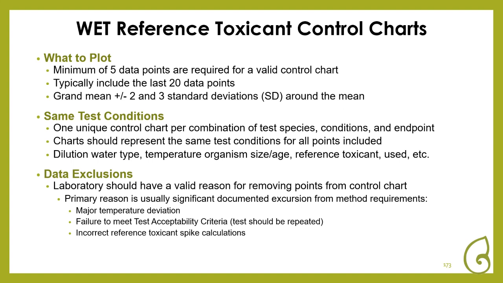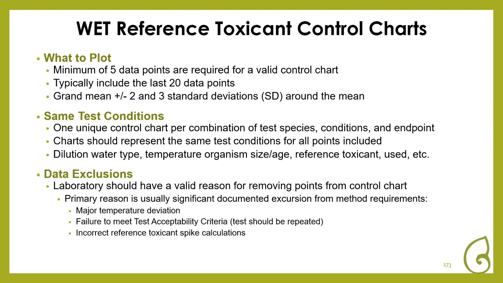A given control chart also needs to represent tests that have the same conditions. So there should be 1 unique control chart for each combination of test species and test endpoint. So for example, you'll have separate control charts for top smelt survival and top smelt growth. And charts should represent the same test conditions for all points included. So tests that were conducted at the same temperature with the same dilution water, etc.